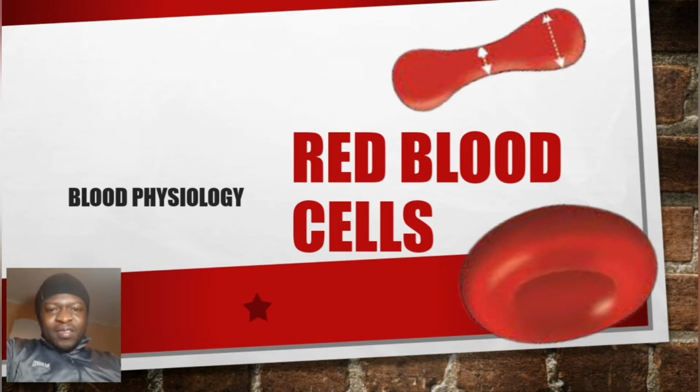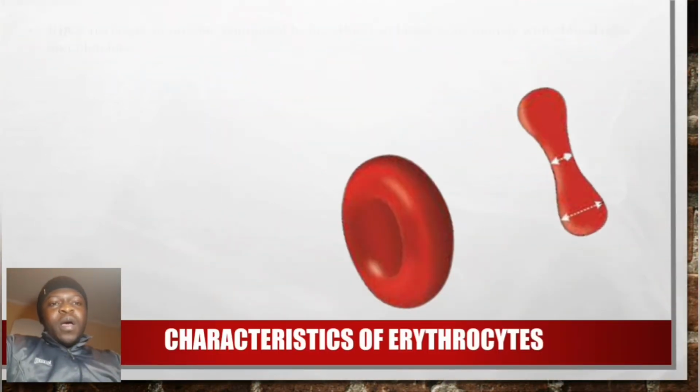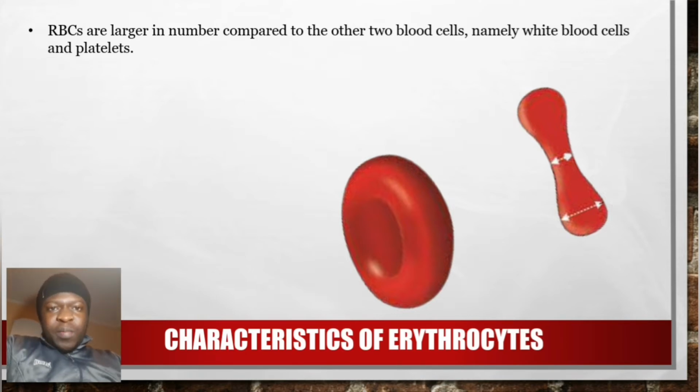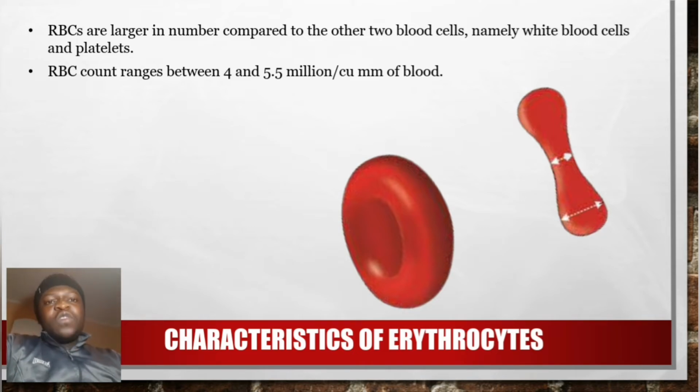Basic medical sciences, welcome. In this video, I'm going to present on red blood cells, also known as erythrocytes. Erythrocytes or RBCs are large in number compared to the other blood cells like white blood cells and platelets. The number of RBCs ranges between 4 and 5.5 million per cubic millimeter of blood.